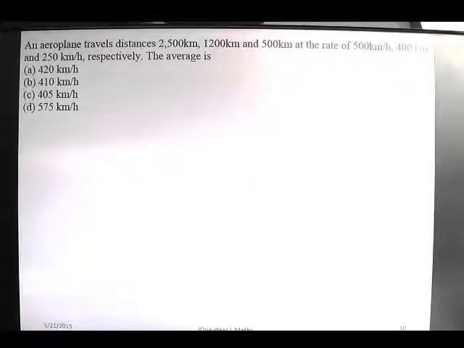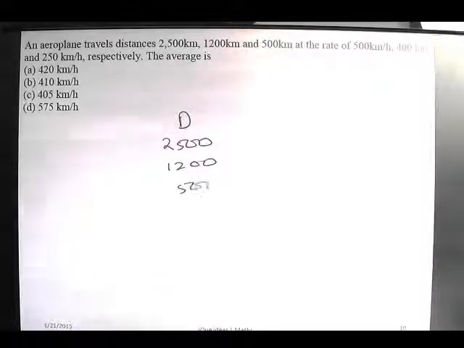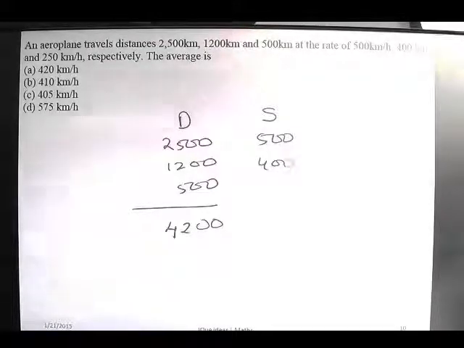Now it says that an aeroplane travels distances of 2500, 1200 and 500 kilometers at the rate of 500, 400 and 250 kmph respectively. And what is the average now? As mentioned before, we do not simply take the average of the speeds and find the average. We first calculate the total distance traveled. So we have the distances given as 2500, 1200 and 500, which means the total distance traveled in this case was 4200 kilometers. The speeds are given as 500, 400 and 250.